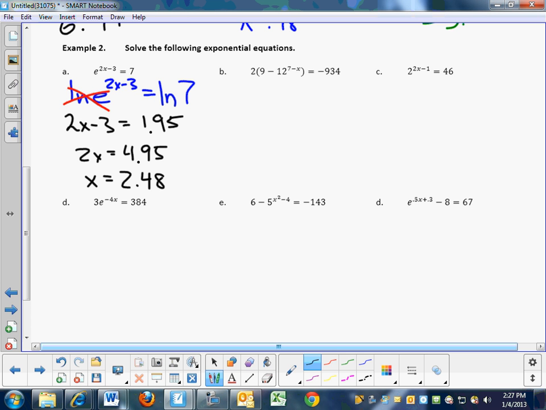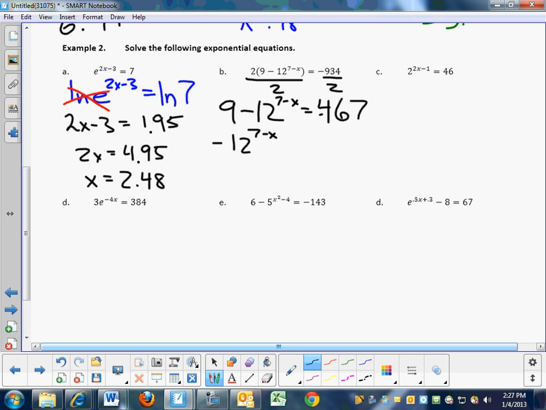Divide both sides by? Dos. That's Spanish for 2. 934 divided by 2. Let's see, 400 what, 67? It's negative. What now? Subtract 9. I have negative 12.